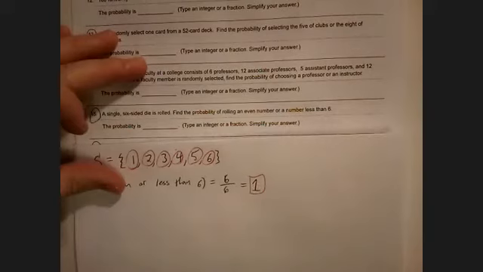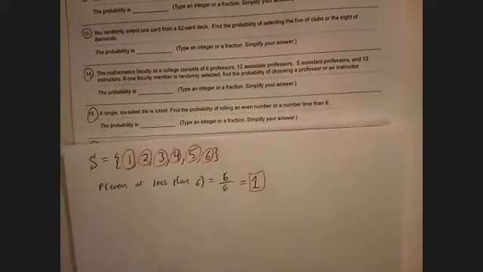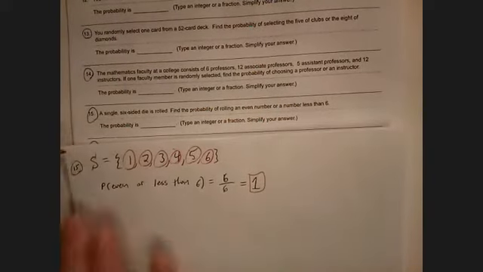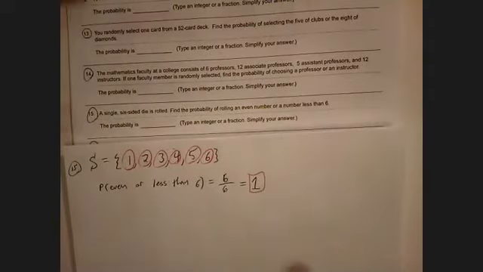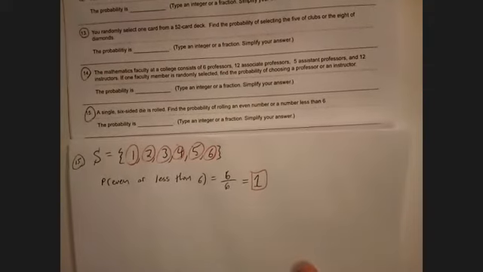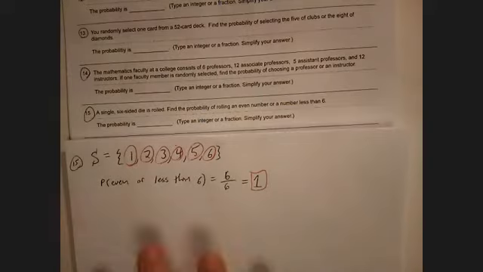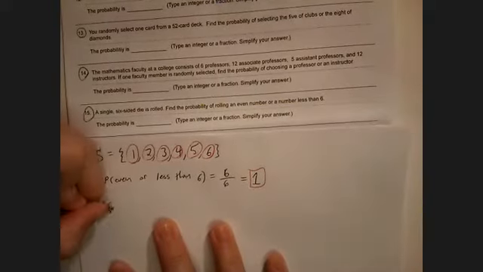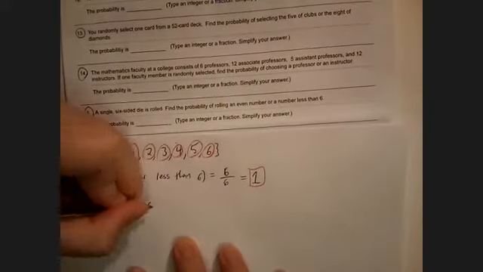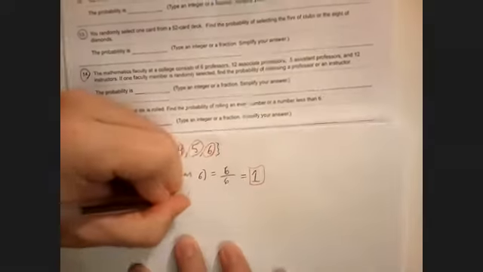I think most of you will attack it this way. It's probably the most visually easy way to do it. But let's say you wanted to use the formula. So let's use the formula. Probability of even or less than 6.